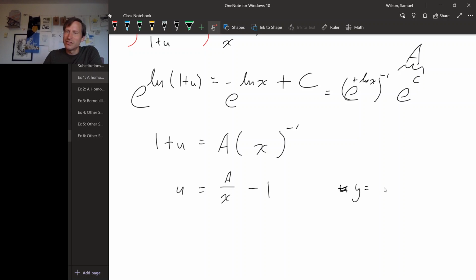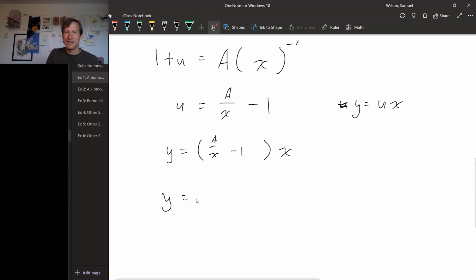Okay, now remember, y was u times x. And we found u, but we need to find y. So now that we know what u is, we can just plug it into this equation to get y. So y is u, which is A over x minus 1, times x. So y is, distribute this x and simplify, it's A minus x. Okay, so we solved this homogeneous differential equation by using that substitution.